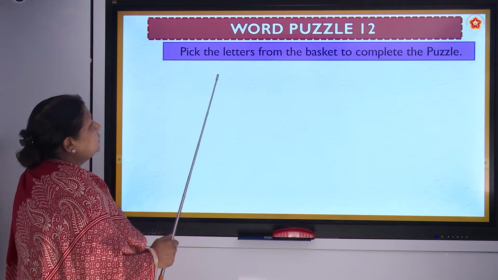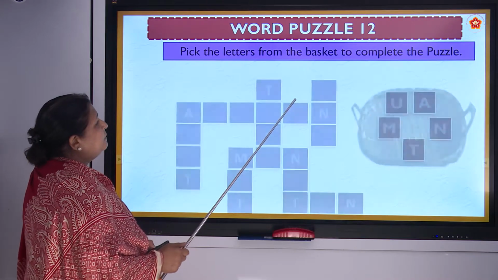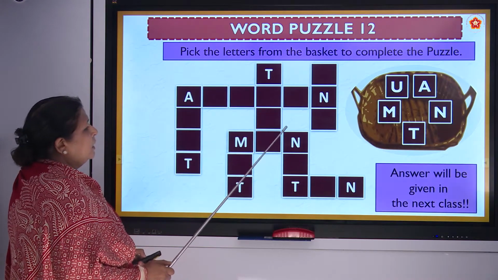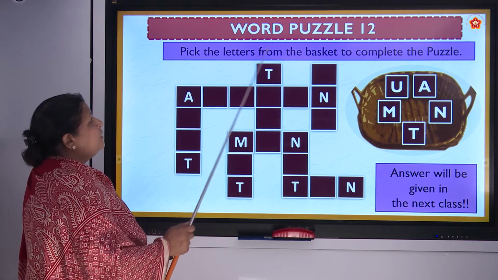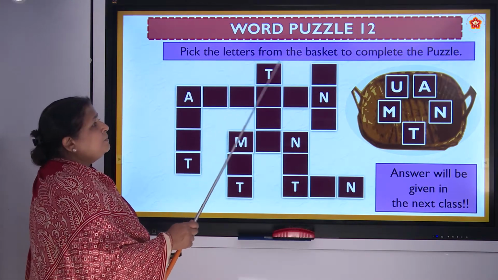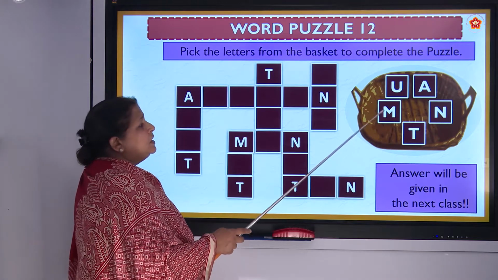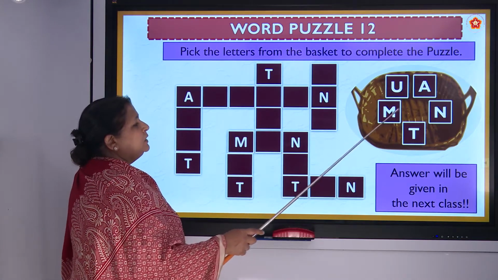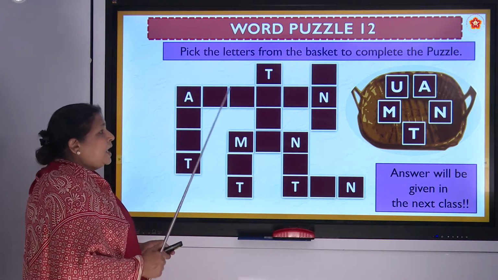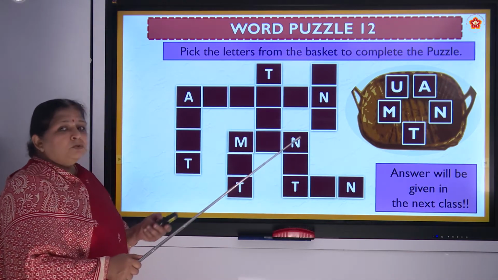Pick the letters from the basket to complete the puzzles. Word puzzle 12. Let us see. Pick the letters from the basket to complete the puzzle. So this is the basket. Here are U, A, M, and T. And these are the words. You know how to complete it.